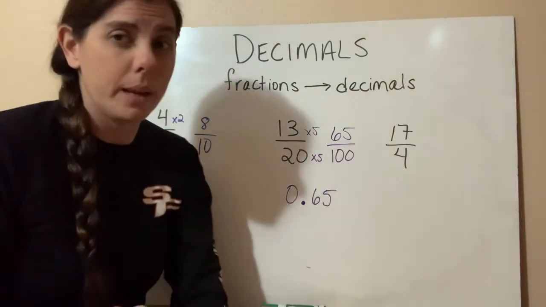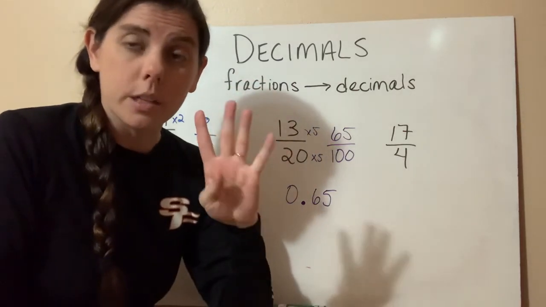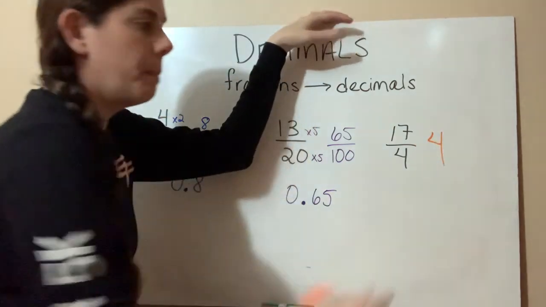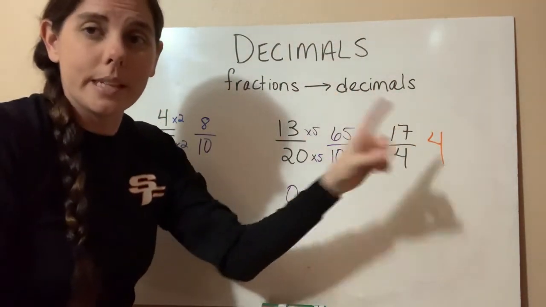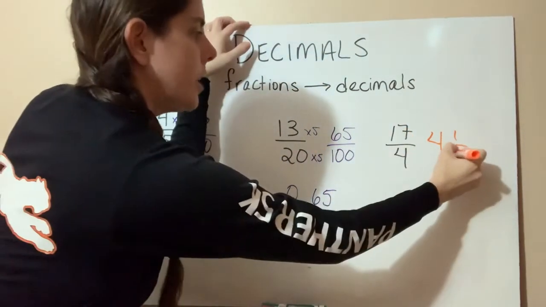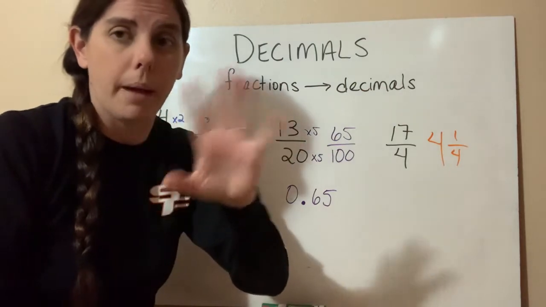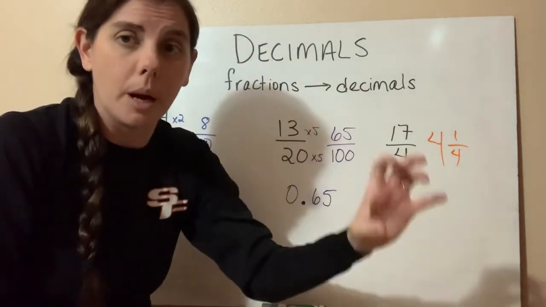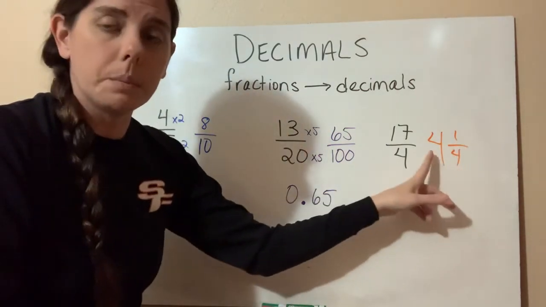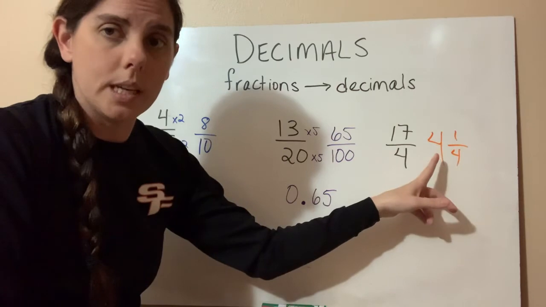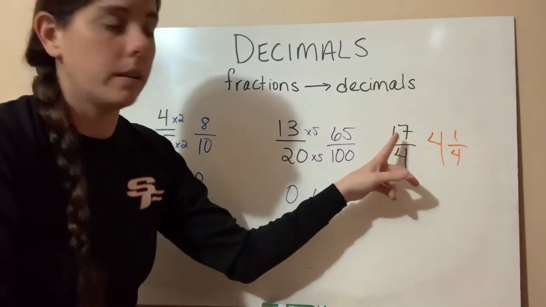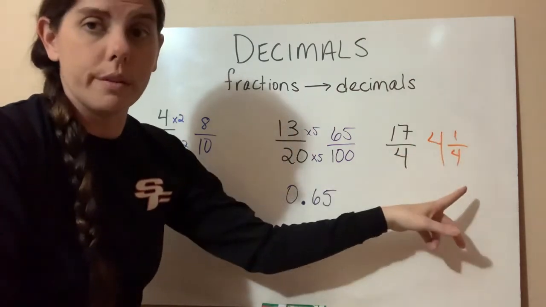4 goes into 17 how many times? 4 times, because 4 times 4 is 16. So we know this is going to become a big number 4, and from 16 to 17, there's just 1 left over. And the 4 never changes. The denominator never changes when you're converting back and forth between mixed numbers and improper fractions. To check our work, we can take the bottom and multiply it by the whole number. 4 times 4 is 16, and then 16 plus 1, we add the numerator, equals 17. So now we have 4 and 1/4.